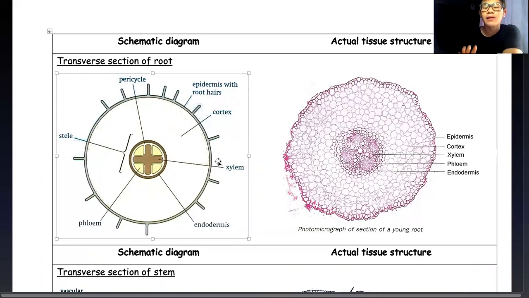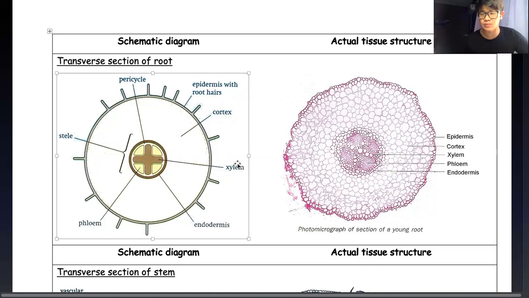Now, this is the important bit. The most important thing is you need to know the positions of the vascular bundle, which is the xylem and the phloem. Now in a root, if you see the schematic diagram as well as the actual tissue, you can find a distinct X structure here. Where is the X? There. So you can see the X here, which is represented by this X. So X stands for xylem.